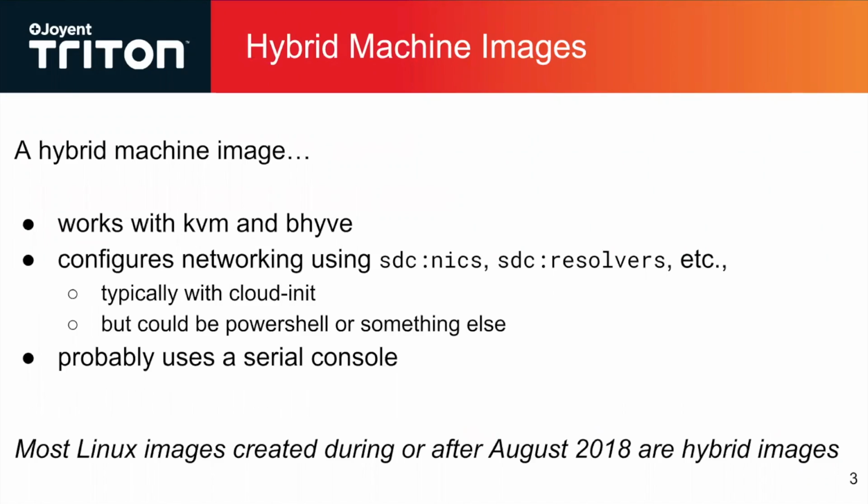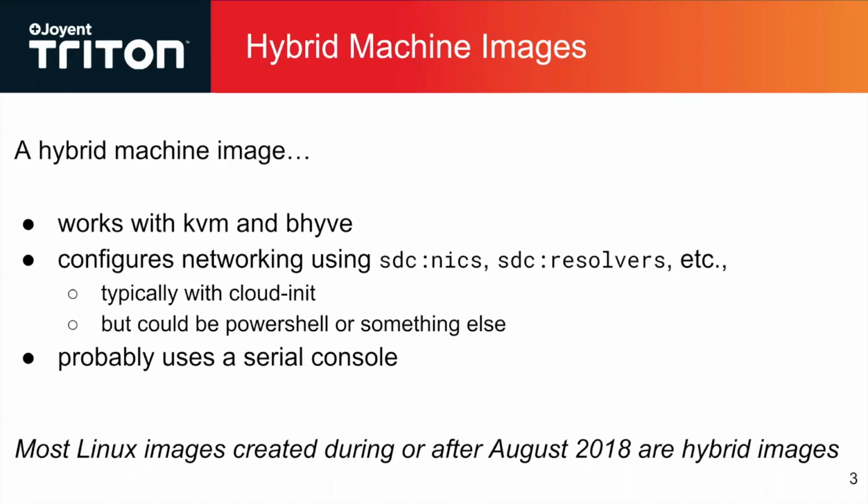So a key thing that we introduced with Bhyve is the notion of hybrid machine image. Hybrid images are intended to work with KVM and Bhyve. The idea here being that why do twice? We can do it once. And it has some other nice features that I'll get into in a bit.